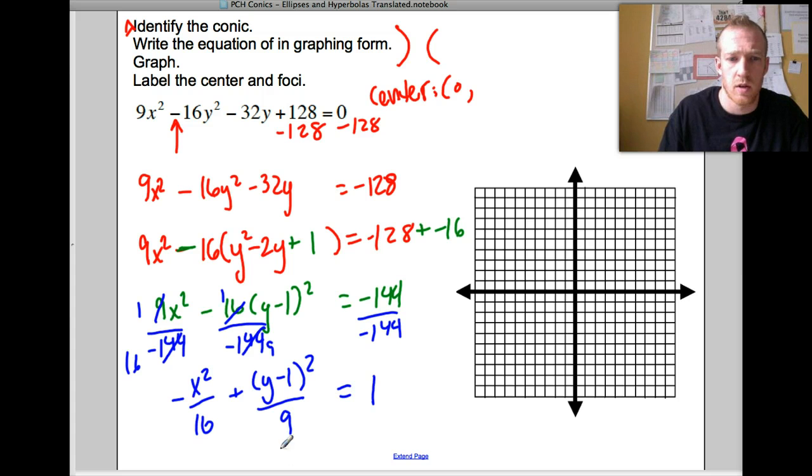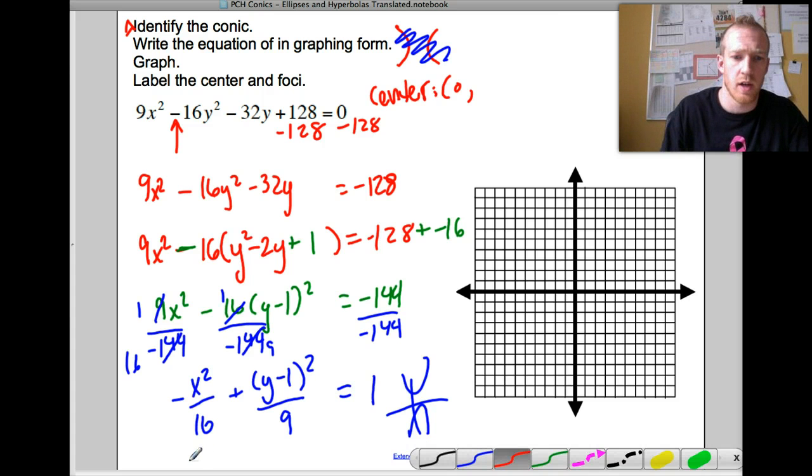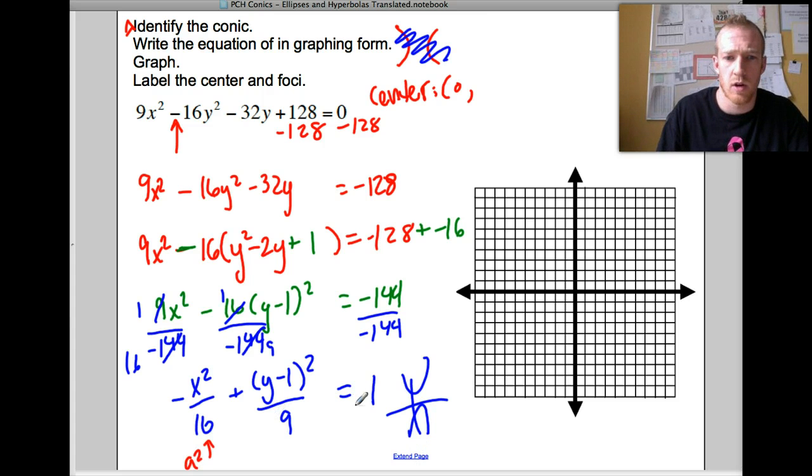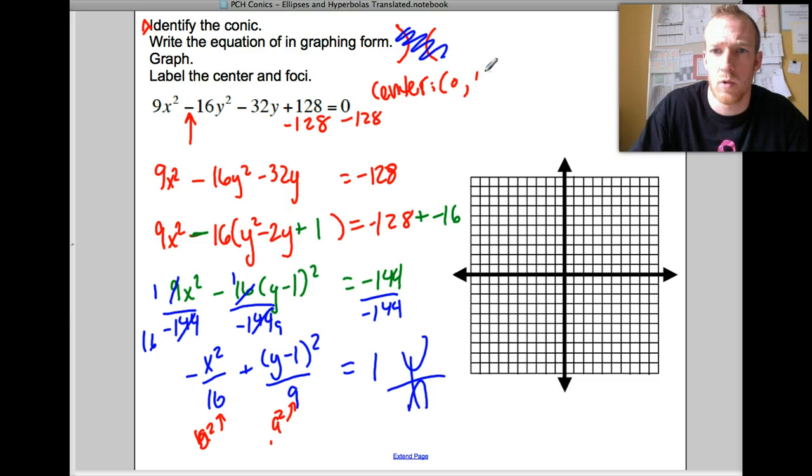So that's over 9. So it actually opens up and down. So this was incorrect here. Once you finally factor and write it all in the right form, this is our positive, so it's going to open up and down. And then, so this is our a squared. Or our b squared rather, because it's the non-major one. This is our a squared. So a is 3. Our center is at 0, 1.